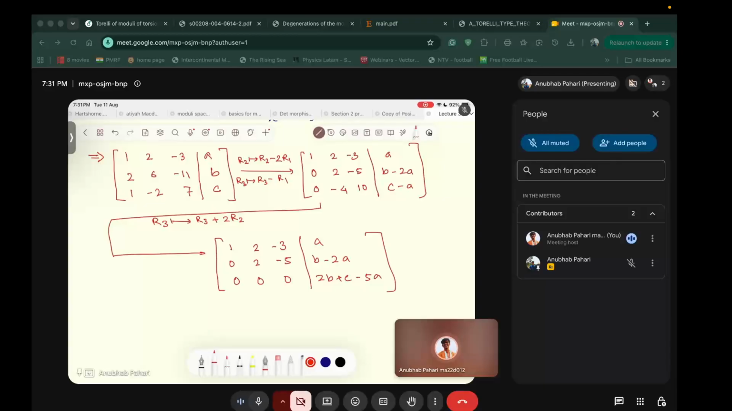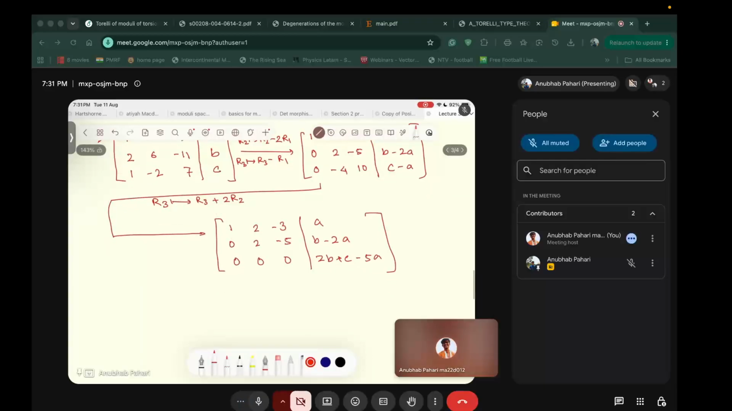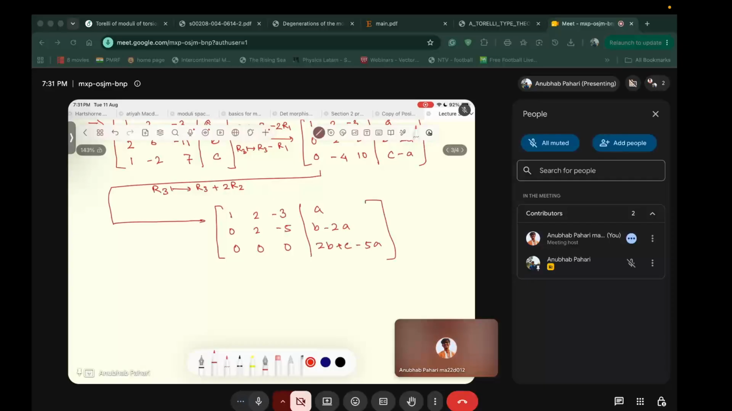all these steps are valid over any field. So you can clearly see that the system with A, B, C is consistent if and only if 5A minus 2B minus C equals 0, that is, C equals 5A minus 2B.